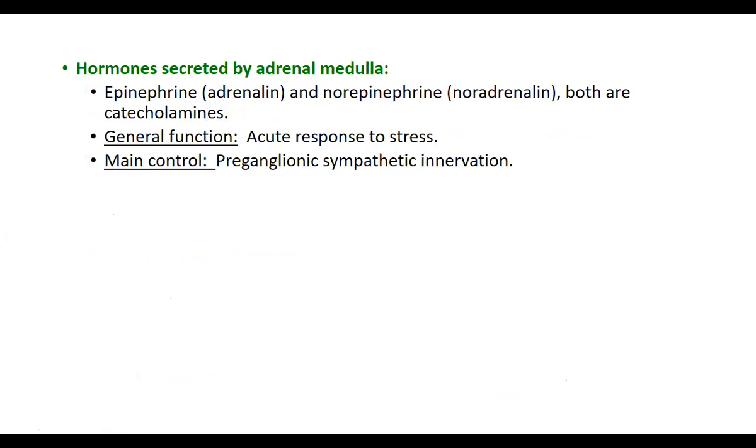Okay. Then the hormones secreted by the medulla are two hormones, epinephrine and norepinephrine, which are also called adrenaline and noradrenaline. Both are catecholamines. Okay, what is their general function? Their function is the acute response to stress. Whenever there is stress, an acute response, there will be secretion of both adrenaline and noradrenaline.